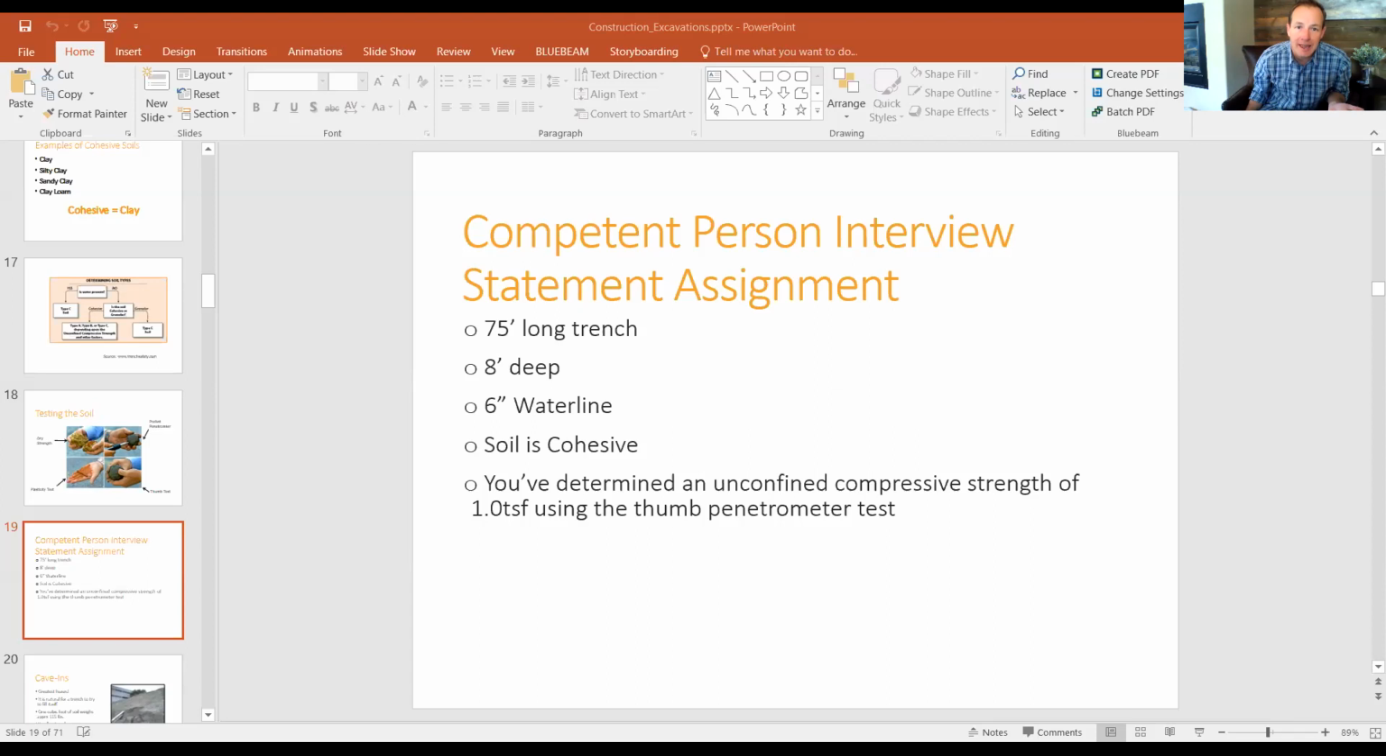Are you using any type of employee protective system? If so, what type? You can make up what type. I gave you 3 types that you could be using. Are you using any type of employee protective system? Yes or no? Well, you know how deep that trench is. I told you how deep that trench is, so you should know what the right answer to that is.